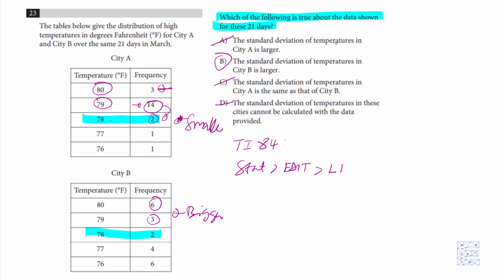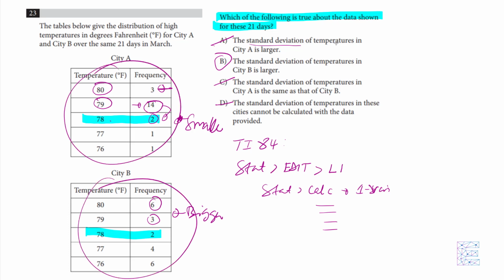Do that till you finish, and then you can use your stat button again and go to calculate, and then you would click on one-variable statistics, and that would give you all these values that we need, and among them would be the standard deviation. However, as you can see, that's a really time-consuming process because you have to do that for 2 tables.